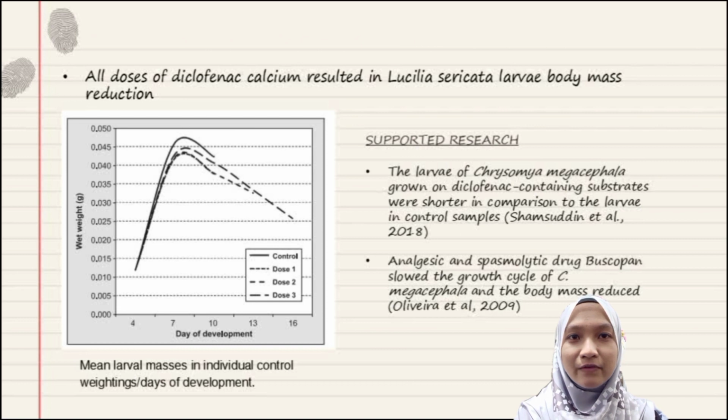It was also discovered that all doses of the drug result in Lucilia sericata larval body mass reduction. It was partially connected with the slow development of the larva. It was supported by research from Samsudin 2018 and Oliveira 2009. The larva of Chrysomya megacephala grown on drug-containing substrate was shorter in comparison to the larva in the control sample, and the body mass of the larva was also reduced.